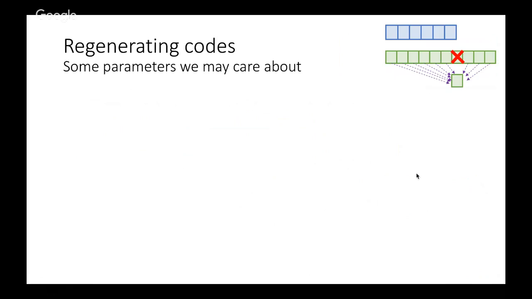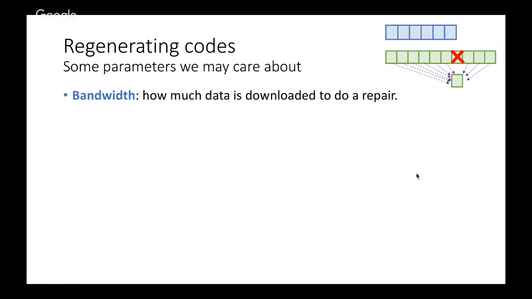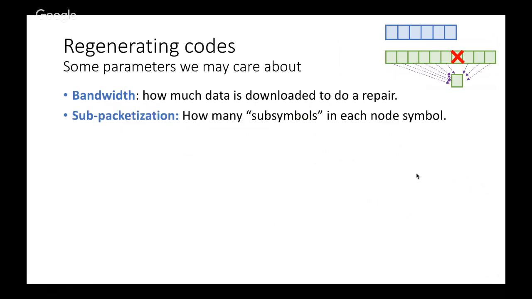So here are a couple of parameters that I'm going to care about for this talk, again, with the caveat that there are plenty of other things that one might care about. OK, so the first thing I'm going to care about is the bandwidth. So how much data is actually downloaded to do a repair. Right, so in the previous example, that was 3 bits to do a single repair. The second thing I might care about is the subpacketization. So how many subsymbols live in each node symbol. So in the previous example, there were like 2 bits per node. So the subpacketization would be 2.